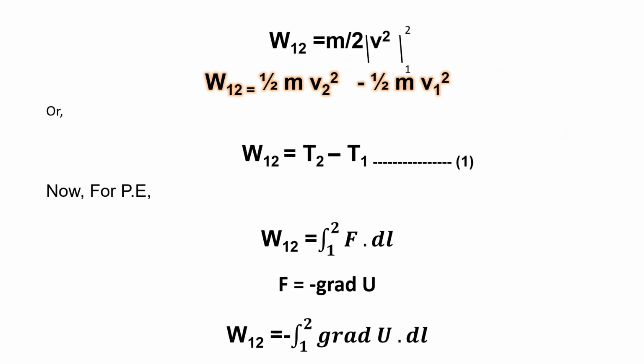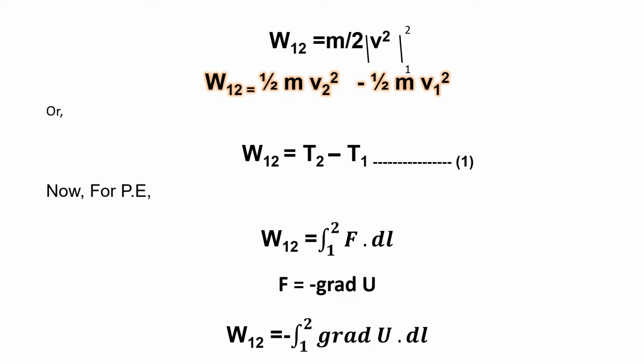By solving this, we have W12 is equal to m by 2 into v squared, with the path limit from 1 to 2. Putting the values of the limit, we have W12 is equal to 1 by 2 m v2 squared minus 1 by 2 m v1 squared. Here that is the kinetic energy, so it is written as W12 is equal to T2 minus T1. Here T represents the kinetic energy.